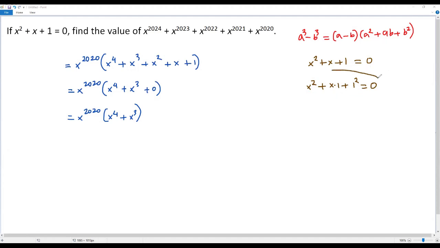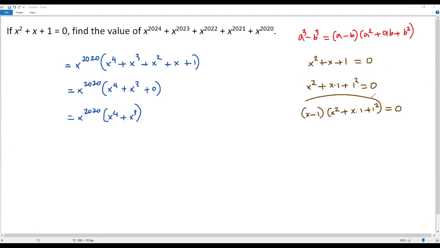Now let me multiply both sides of this equation by (x − 1). Let me do it. On the left side, I multiply this expression x² + x·1 + 1² by (x − 1). On the right side, when I multiply this 0 by (x − 1), it is still 0. Okay, why did I multiply both sides of this equation by x − 1? Because I want to get this stuff exactly over here.